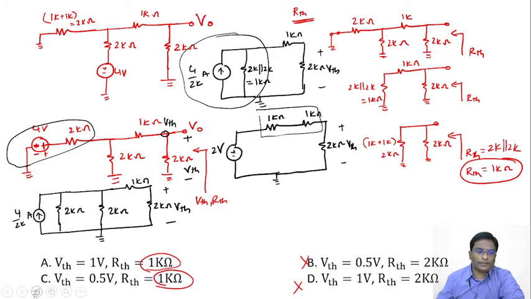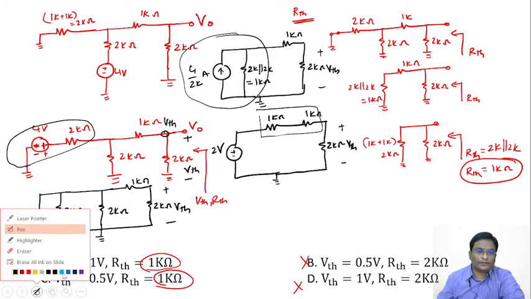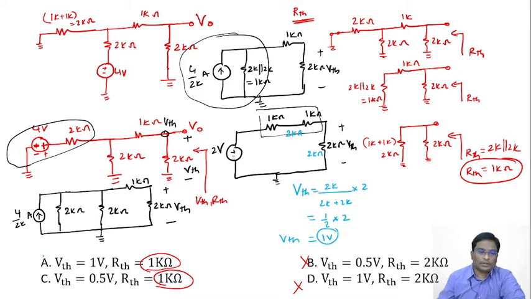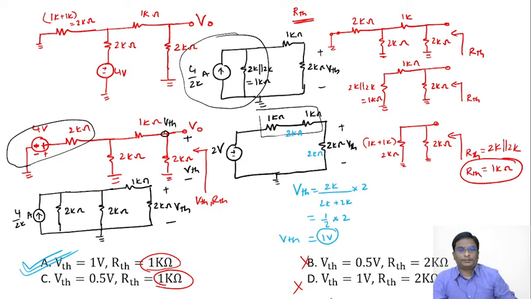Directly we can apply the voltage division rule. Tell me the voltage division rule here. VTH: this is a 2 kilo ohm resistor, this is also a 2 kilo ohm resistor. Voltage getting divided equally: 2k by 2k plus 2k into total voltage 2. Or this is 2 by 4k, nothing but 1 by 2 into 2. What is this value then? VTH equal to 1 volt. This VTH equal to 1 volt is the right answer. Option A is the correct answer.